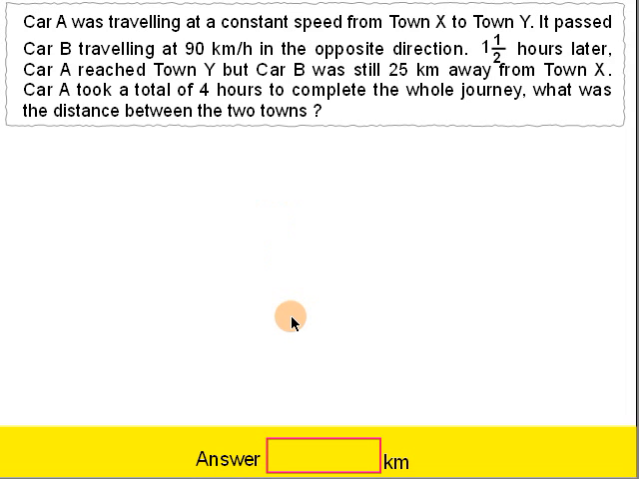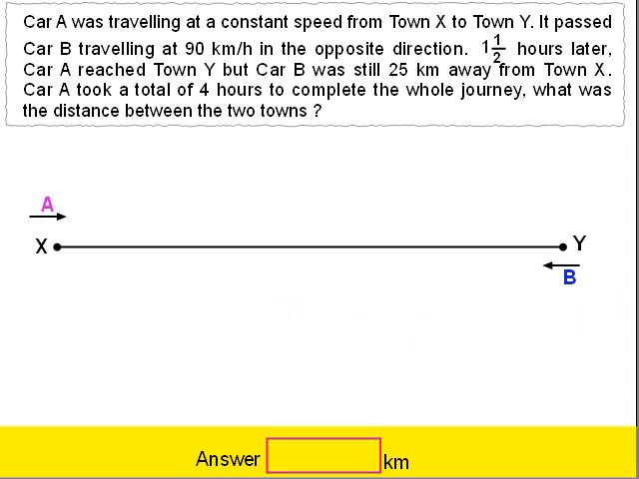Now the question says car A was traveling at a constant speed from Tau X to Tau Y, and it passed car B, traveling at 90 km in the opposite direction. Let's draw the journey chart and fill out the information. Tau X, Tau Y, they were traveling in opposite directions. Car A was traveling from Tau X to Tau Y, whereas car B was traveling from Tau Y to Tau X, at a constant speed.